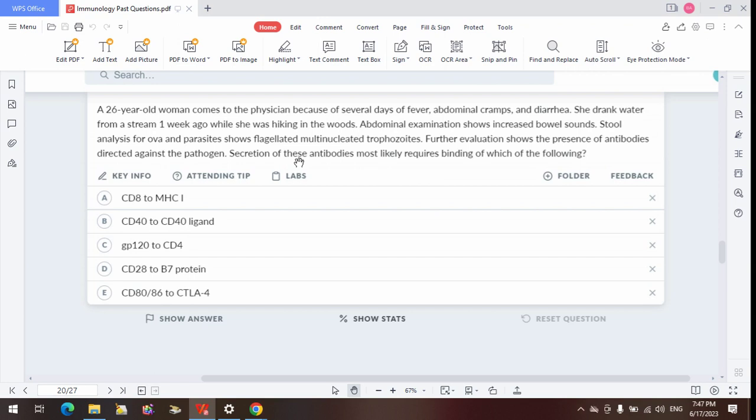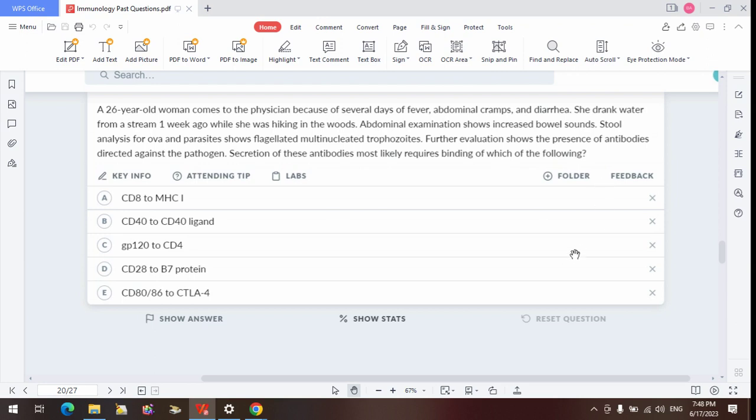The way you can achieve that is to stimulate your T cells to interact with the B cells through the CD40 ligand interaction. Your CD40 ligand on your T cells and your CD40 on your B cells will cause that B cell to differentiate into antibodies. And what is the antibody we are looking at? IgA, which can take care of this infection. The reason you might not want to go for eosinophils is because they mentioned that further evaluation shows presence of antibodies against that pathogen. So this is antibodies we are focusing on, not eosinophils.